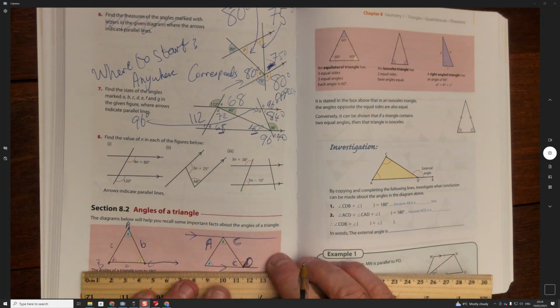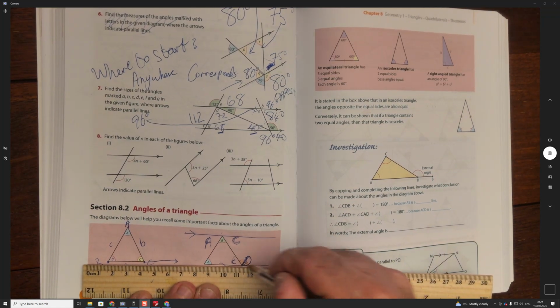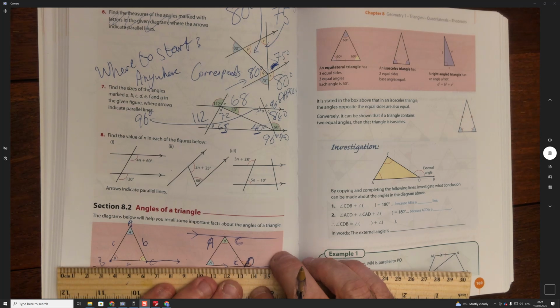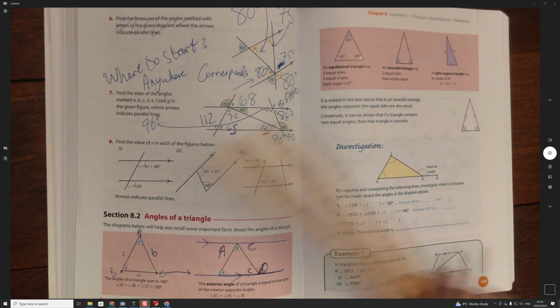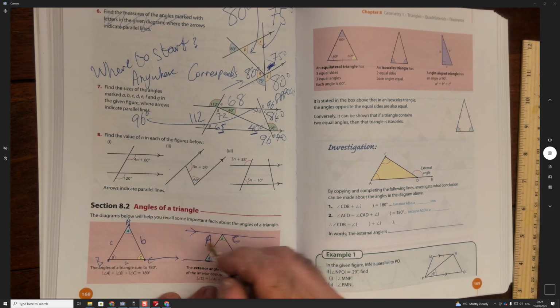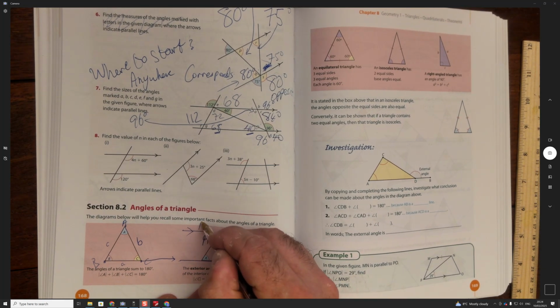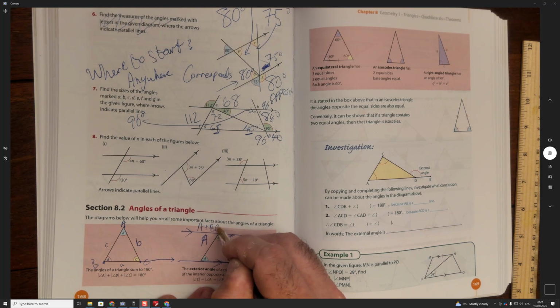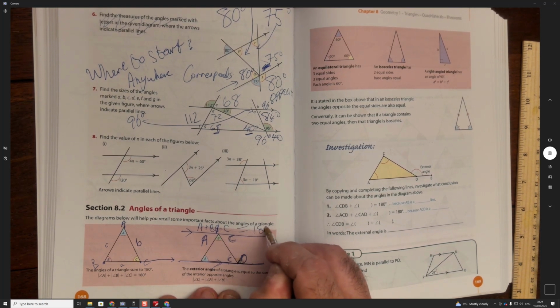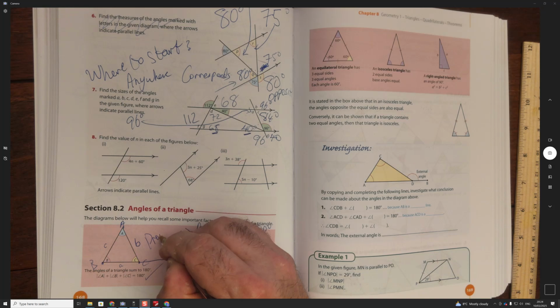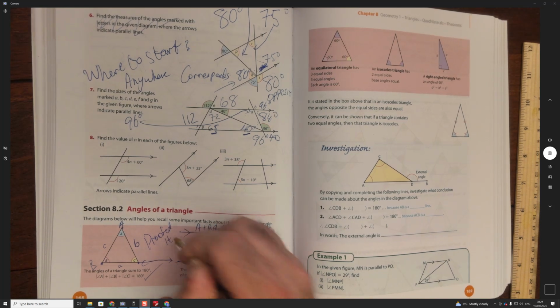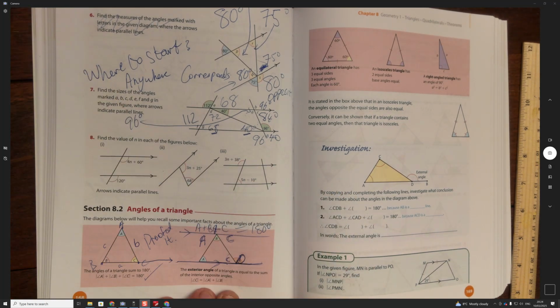I could extend the baseline on if I wanted to. Then we're going to use the straight angle property that A plus B plus C equals 180 degrees. And I rest my case, because now we know that these three add up to 180 degrees. So we've proved it. It's one of the theorems we have to be able to prove. We'll come back to it later, but now's the time to do it.